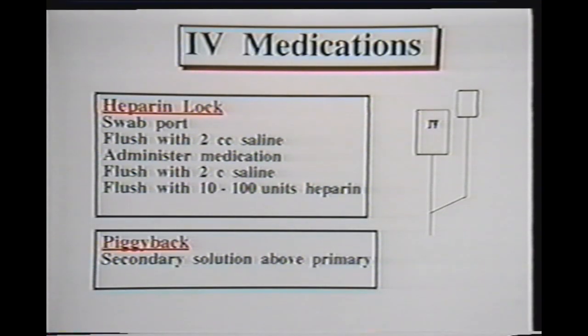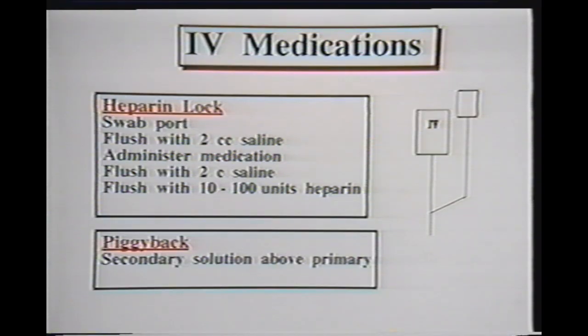And we want to take a moment and look at some IV medications. When we talk about IV, we can give IV medications via a heparin lock, via a piggyback, or sometimes just straight drip. When we talk about a heparin lock, it gets its name from the fact that heparin has been used as an anti-clotting agent. Some people are now just simply skipping the heparin piece. But the procedure goes like this.